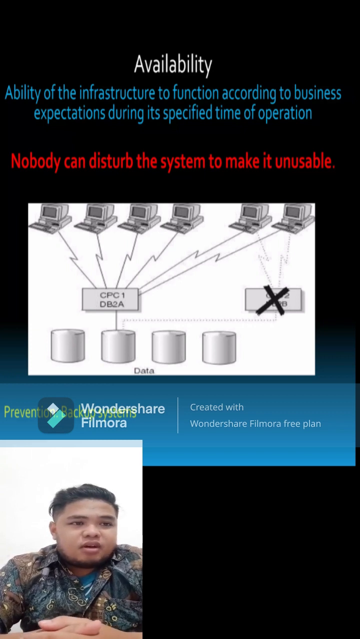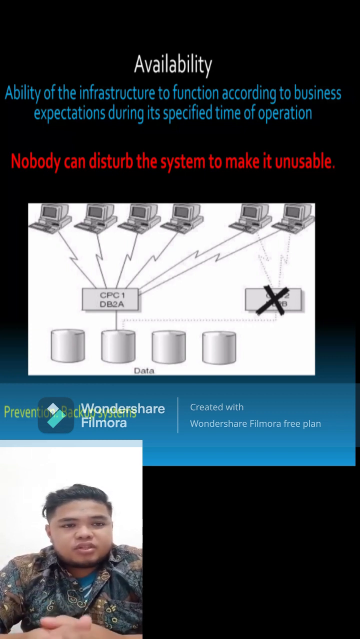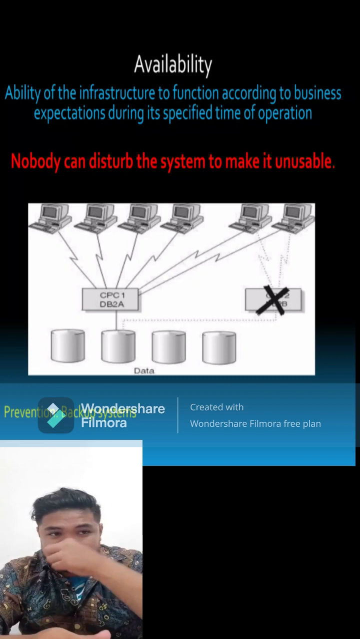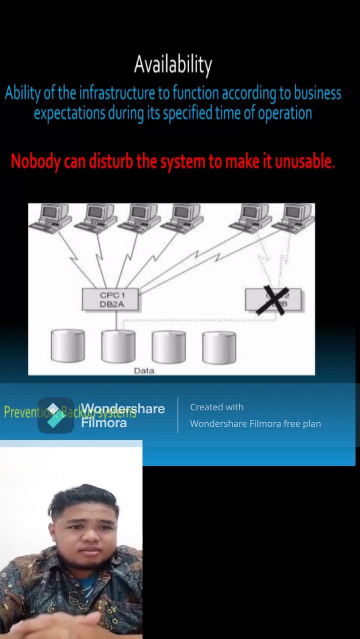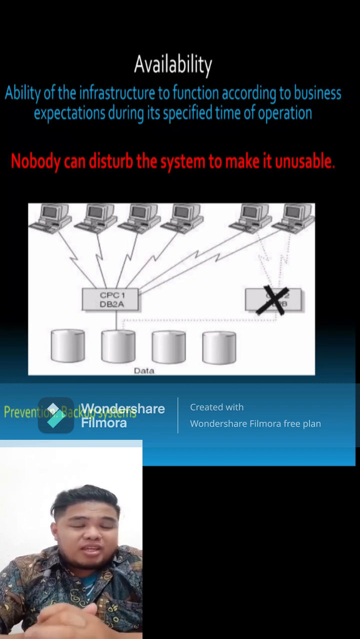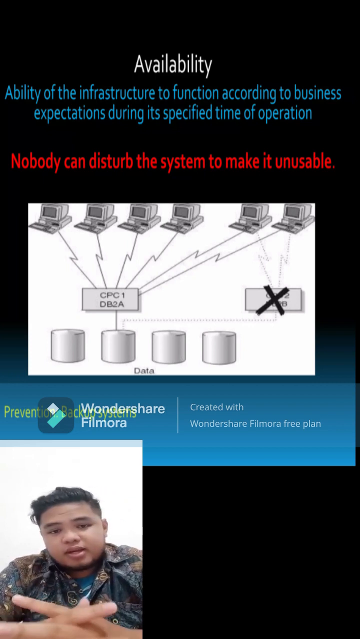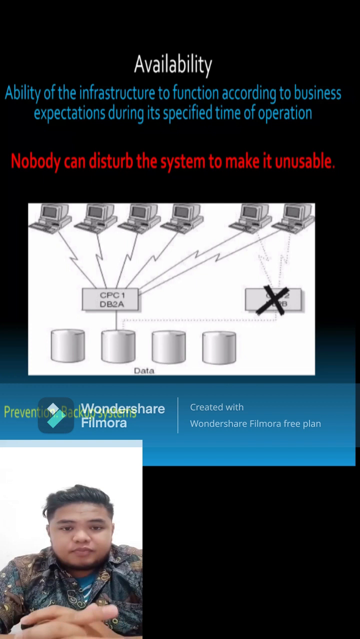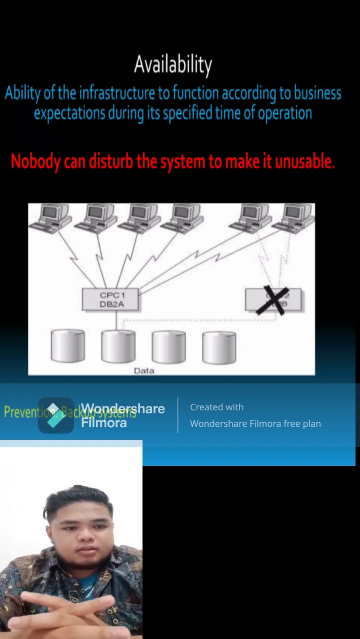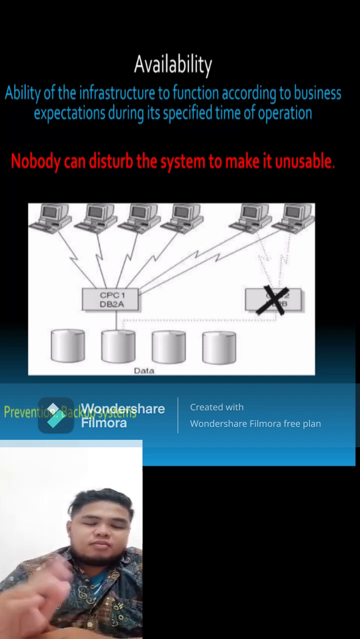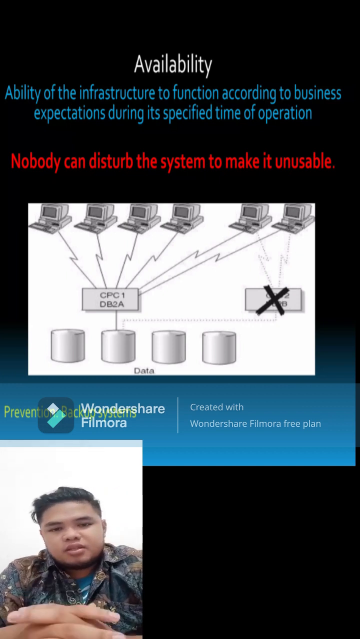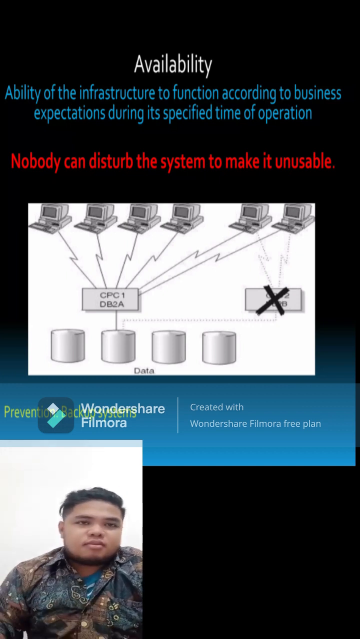Availability is the ability of the infrastructure to function according to the business expectation during its specified time of operation. Nobody can disturb the system or make it unusable. Just like Wi-Fi, it cannot stop. It has to continue until the entire laptop goes. Then preventive backup systems: if the previous system is still working and then gets corrupted, the backup will save that data.